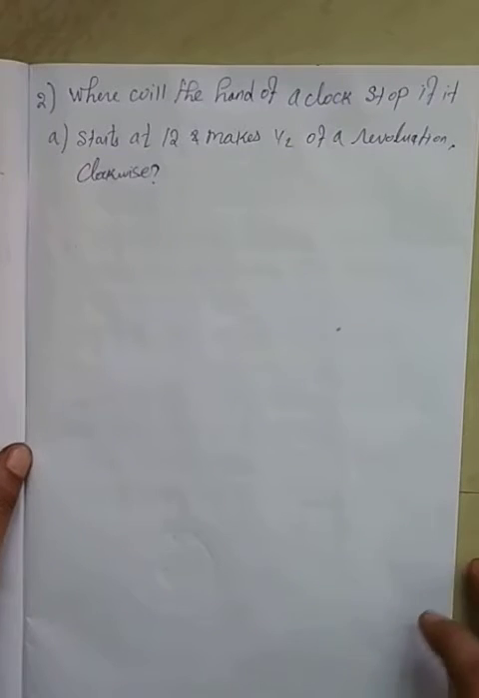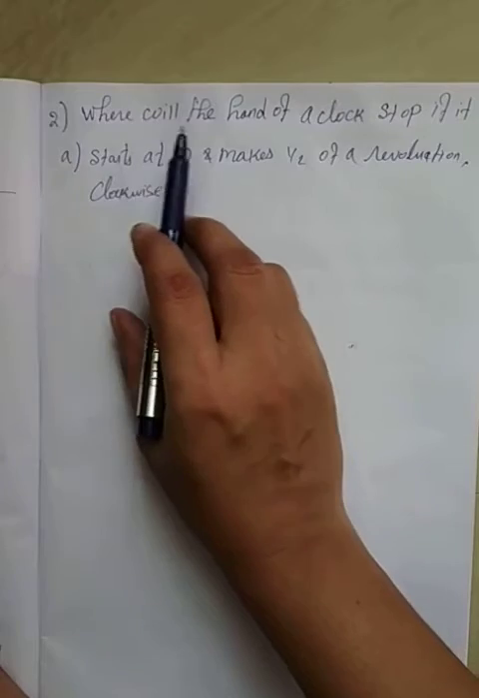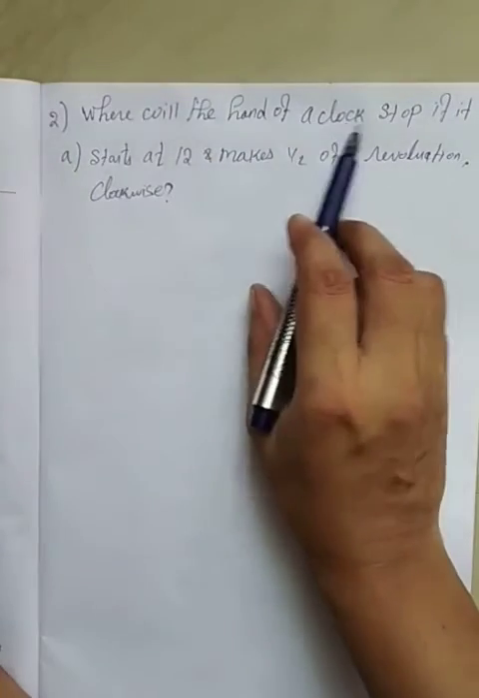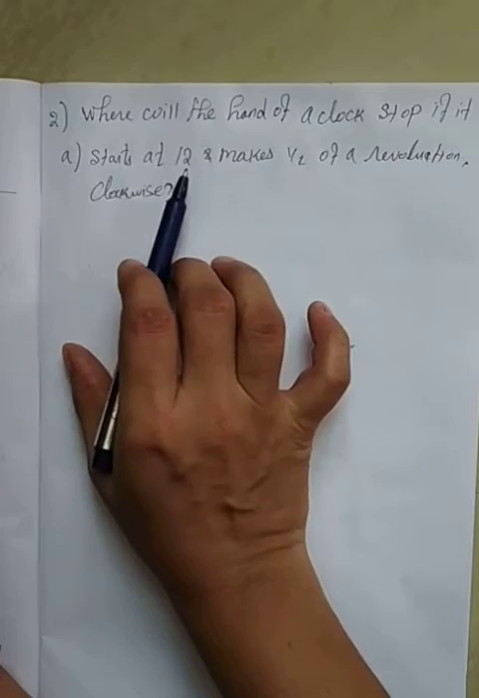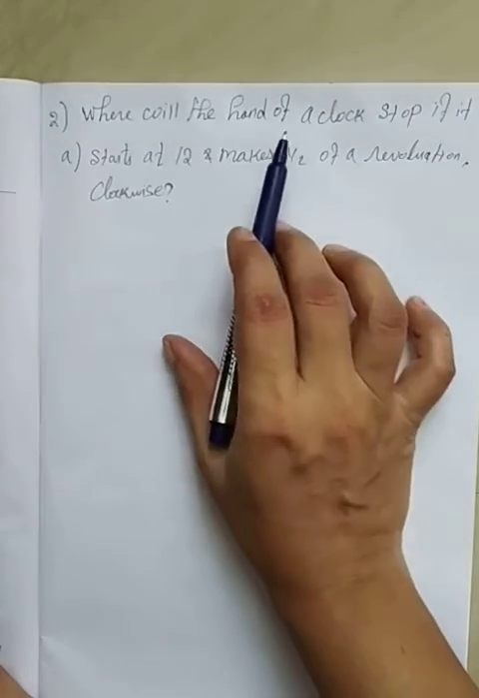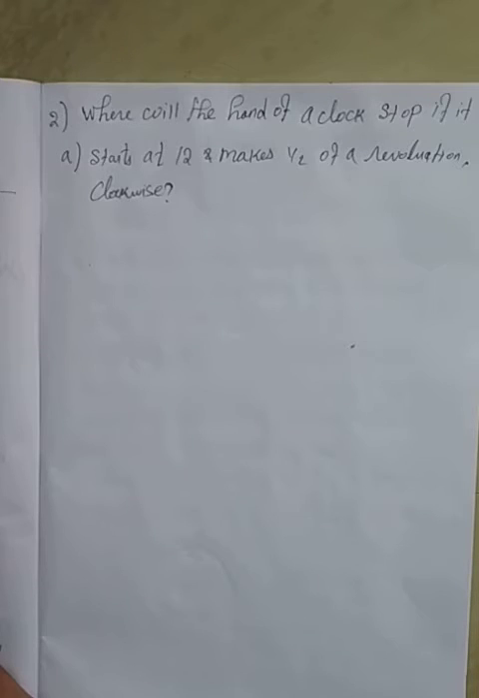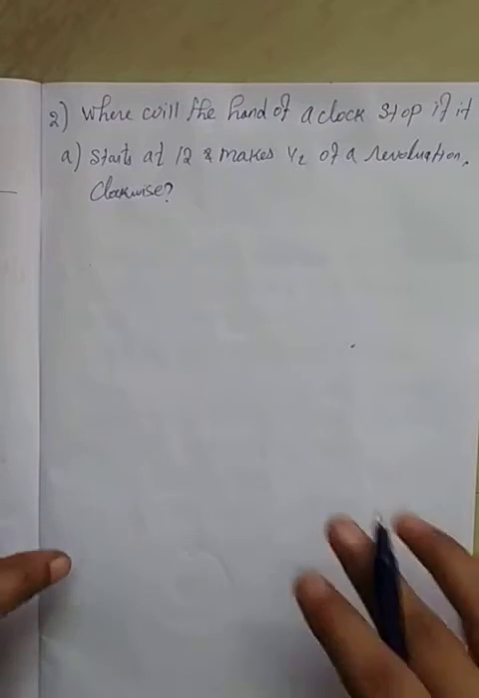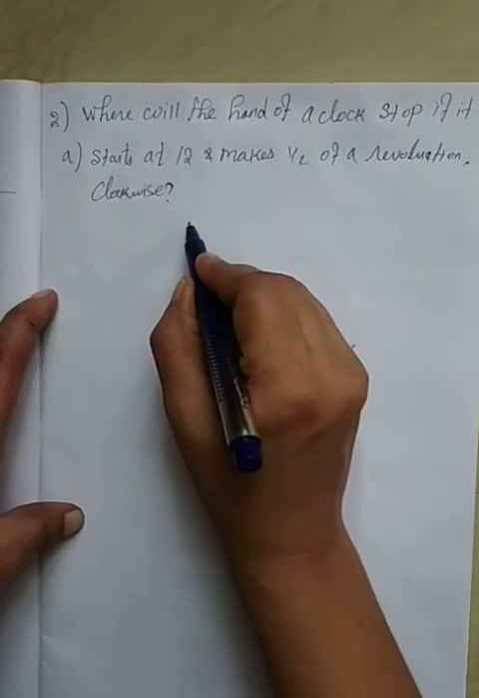Now we are going to see the next problem. Where will the hand of a clock stop if it starts at 12 and makes 1 by 2 of a revolution clockwise? How can you solve this one? First you have to draw the clock.